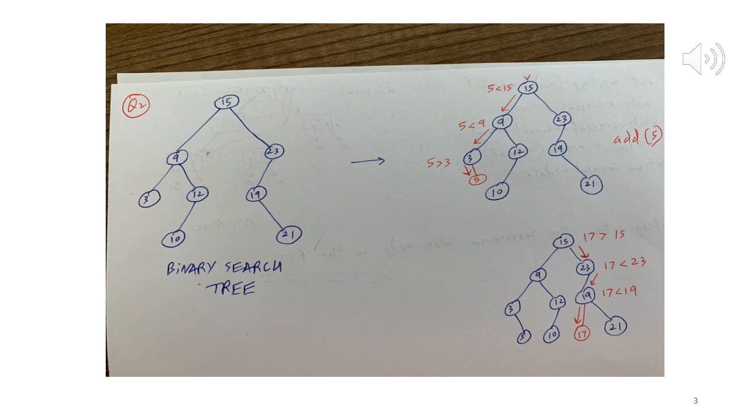So let's say you want to add 5. So we first start at the root, compare 5 with 15. 5 is less than 15, which means 5 will ultimately find a spot in the left subtree or the right subtree. Because 5 is less than 15, it will find a spot somewhere in the left subtree. So we go down and go to the node with value 9.